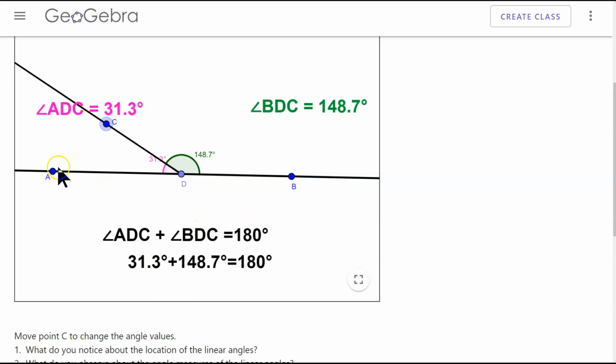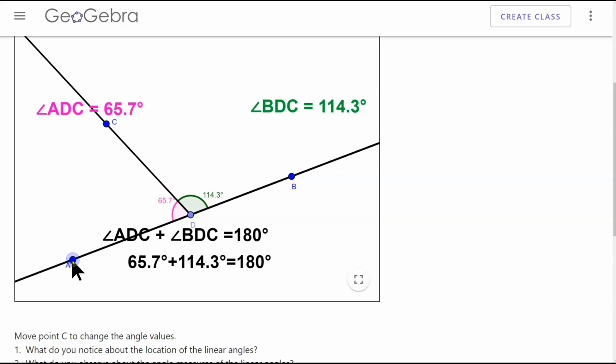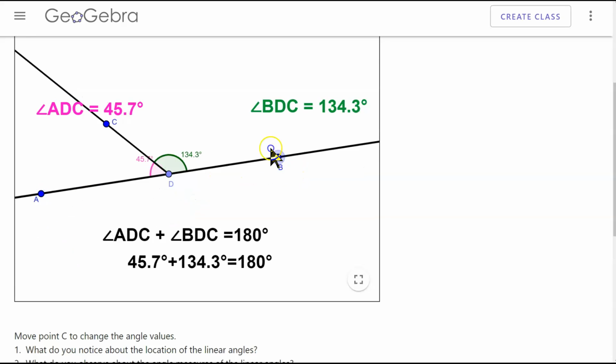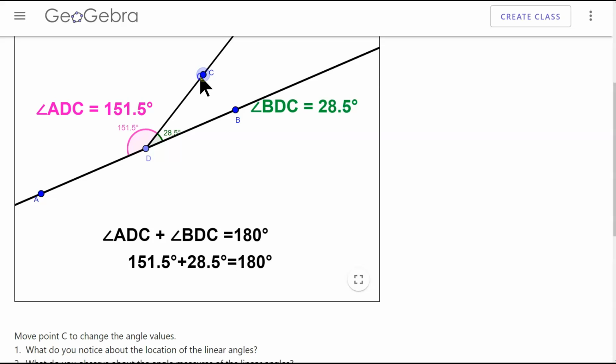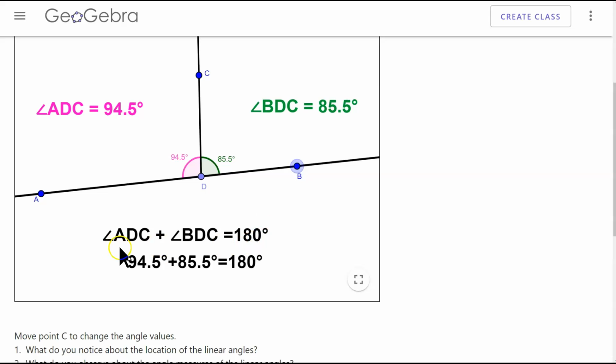What about this one? What if I move this? What if I move this? Can I move this? Ooh, it even lets me move that. How awesome is that? When two angles add up to 180, what's that called again?